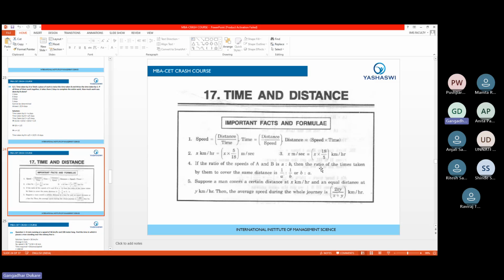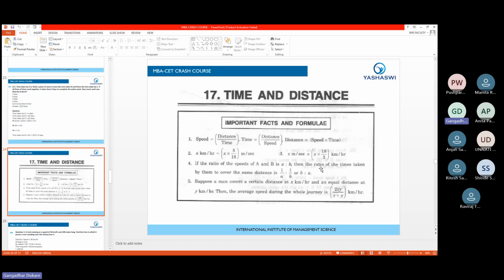That is 1 by N, when we are calculating the time. Likewise, in reciprocal, we write the value like this. Suppose a man covers a certain distance at x kilometer per hour and an equal distance at y kilometer per hour, then the average speed during the whole journey is 2xy upon x plus y kilometer per hour.